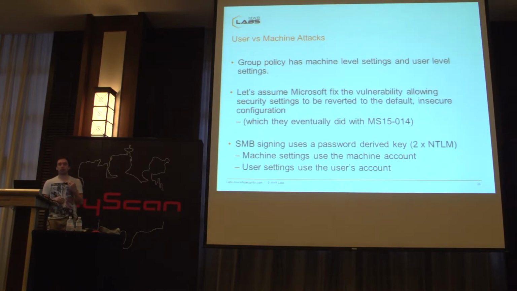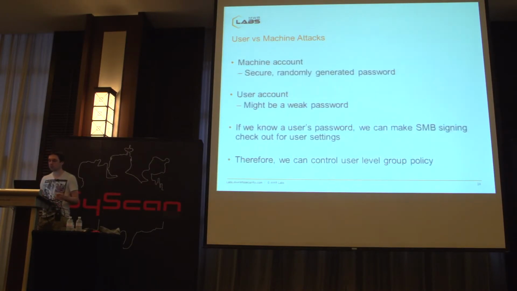Now, if you've got SMB signing being enforced and NTLM, for example, is being used as the authentication mechanism, which is what we've been doing up until now, SMB signing uses a password-derived key. So I think it's actually the NTLM hash of the user's password done twice, effectively. Now, the interesting thing I found here is that for the machine level settings, the actual machine account for the domain member is what's used, as I expected anyway. But when I looked at the user settings getting applied when a user logs in, I found that Windows actually uses the user's account rather than the machine account, which is interesting.